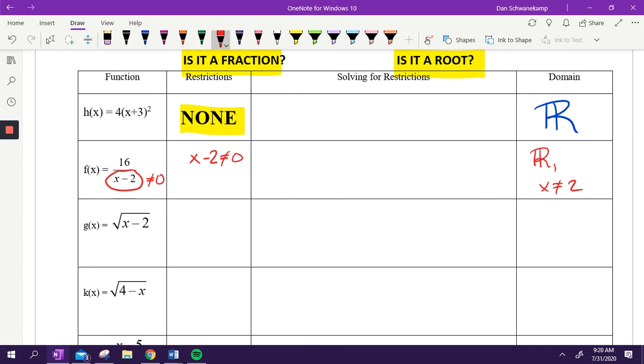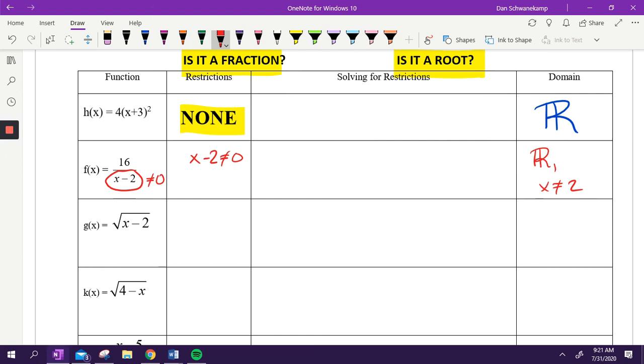Next one. The square root of x minus 2. Not a fraction, but it's a root. Okay? So on this root here, what can I not take the square root of? Negative numbers. Can I take the square root of 0? Yes, don't forget that. Students often kind of miss that one a little bit.